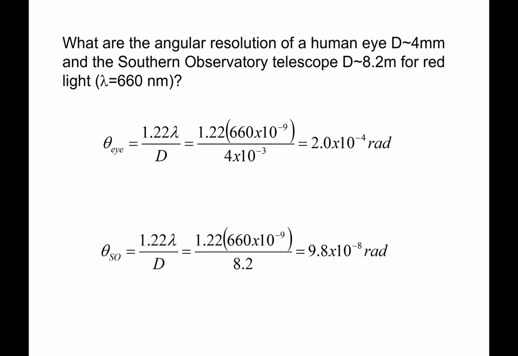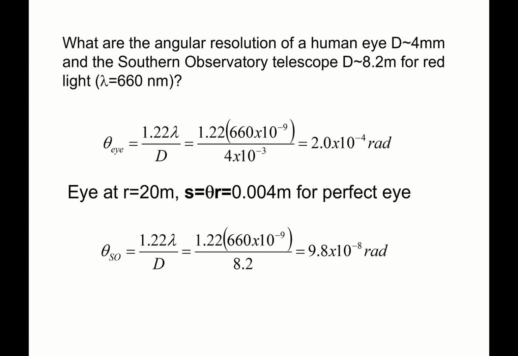How about the telescope? Well, we've got the same wavelength of light, but now the diameter of the lens is much, much bigger. Now it's 8.2 meters. And so the angular resolution is much better. It's 9.8 times 10 to the minus 8 radians. And of course, if we're looking at things that are very, very far away out in space, a very small angle can mean a big actual distance apart.